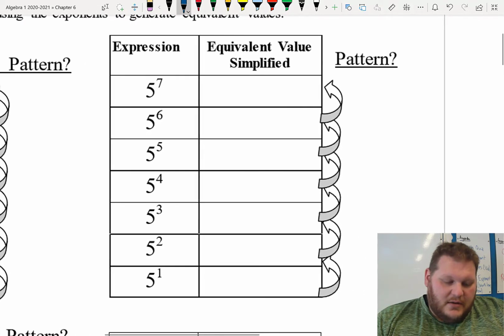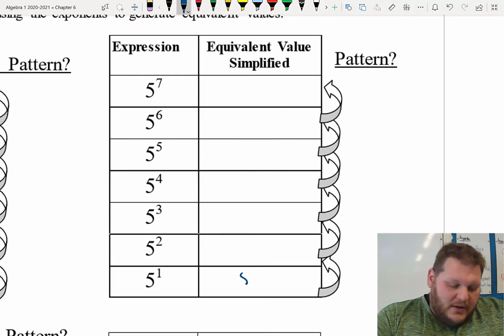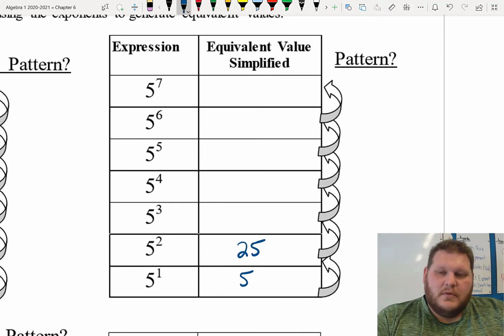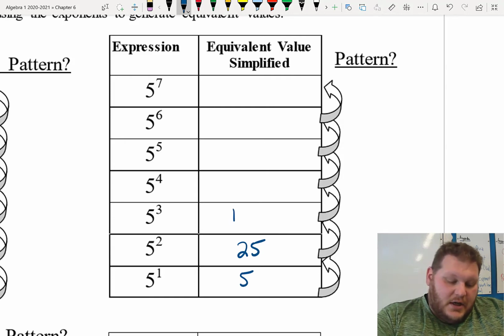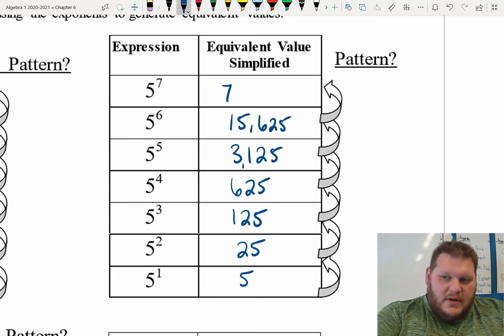Okay, let's take a look at this next table, doing the same thing with now a base of 5. 5 to the first power is 5. 5 squared is 25. 5 to the third power is 125. 5 to the fourth power is 625. 5 to the fifth, 3,125. 5 to the sixth, 15,625. And 5 to the seventh power, 78,125.